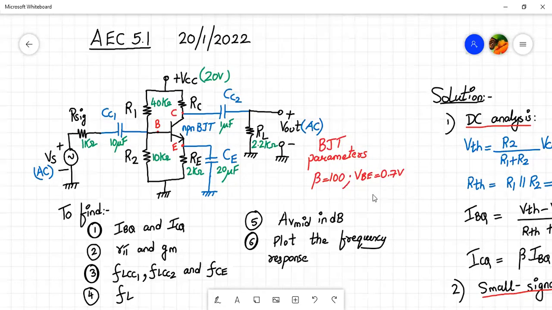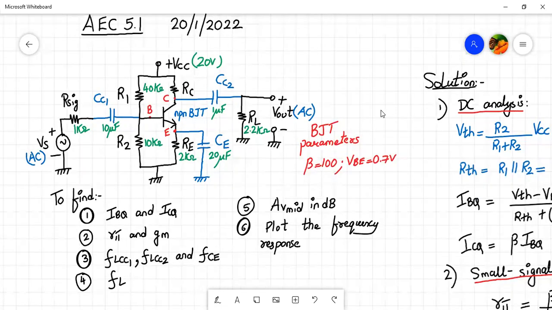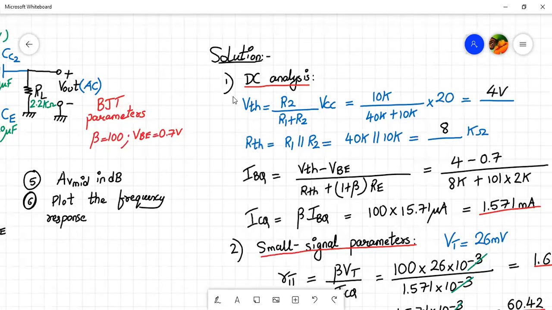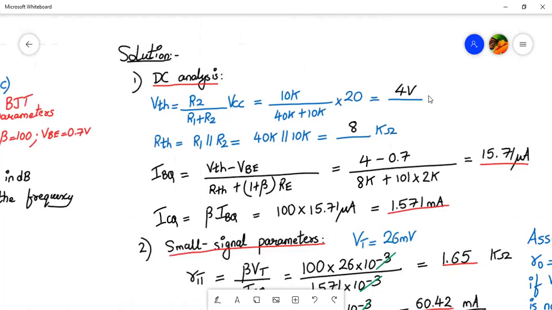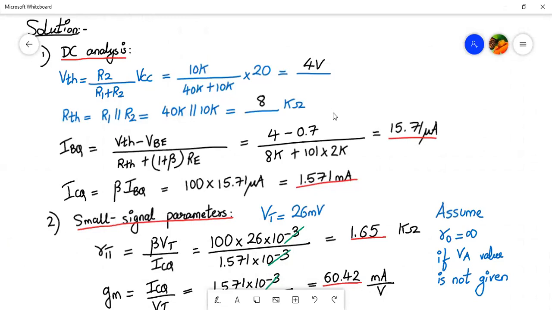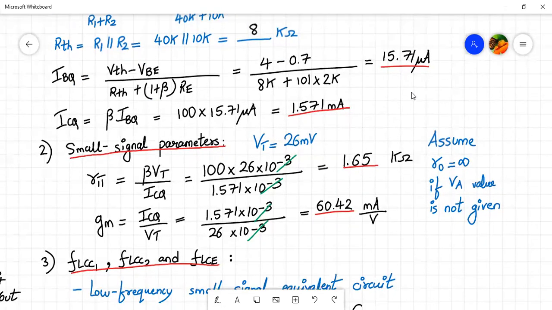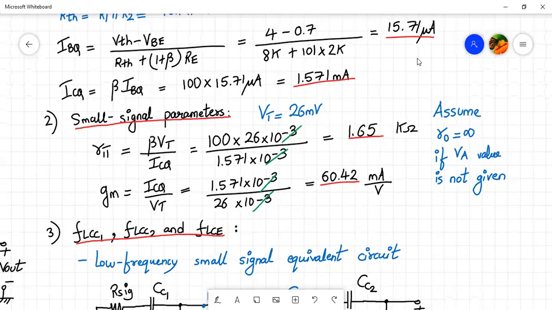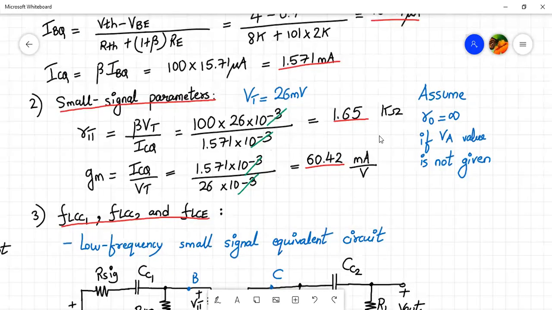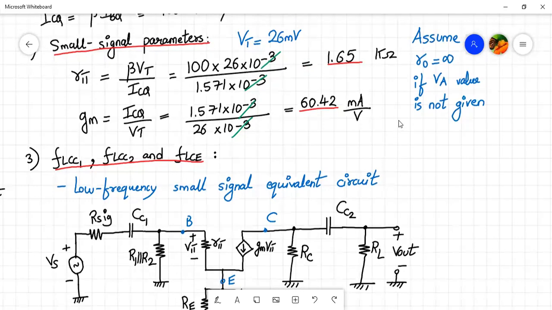The BJT parameters were given as beta equal to 100 and VBE equal to 0.7, and we have been given a common emitter BJT amplifier employing a voltage divider bias. So we will just revise what we have done last time. We started with the DC analysis and found the values of VTH and RTH. VTH was coming out to be 4 volt, RTH is 8 kilo ohm, IBQ was 15.71 microamperes, ICQ was 1.571 milliamperes. Then the small signal parameters, RPI was 1.65 kilo ohm and GM was 60.42 milliampere per volt.